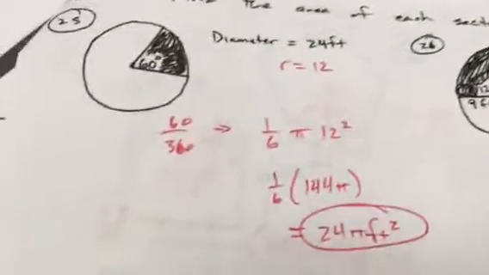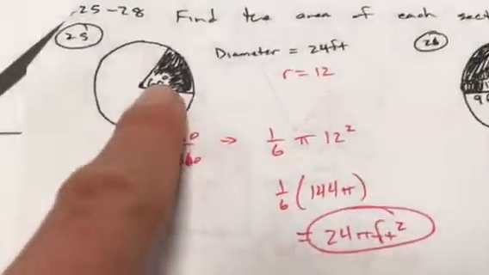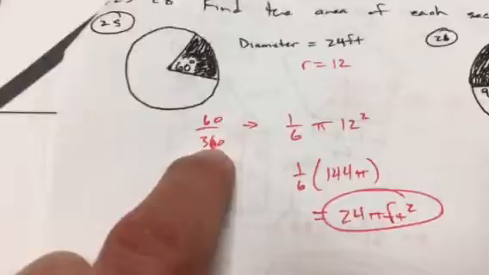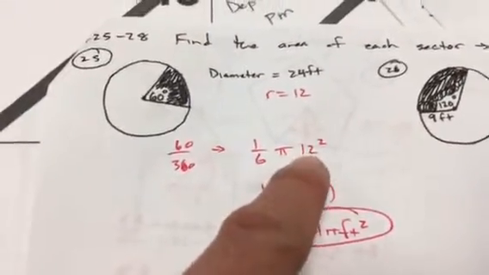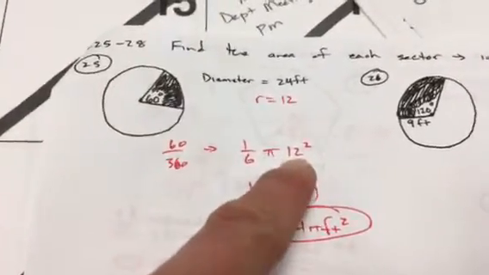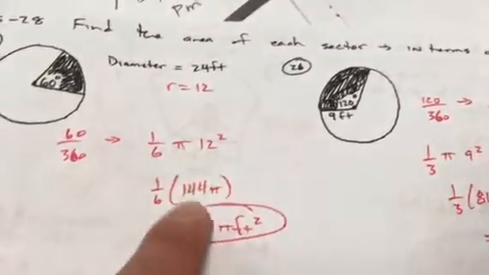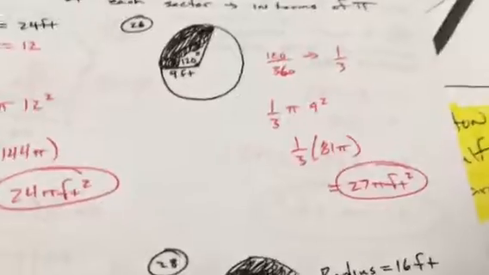Area of a circle is pi r squared, but you're looking at a portion, a sector of it. So first thing you need to do is figure out what portion of the circle is shaded. 60 over the 360 degrees in a circle is 1/6. You are doing 1/6 of pi. The radius is 12 if the diameter is 24, squared. It says leave it in terms of pi, so just square 12 to get 144, divide it by 6, and attach pi.